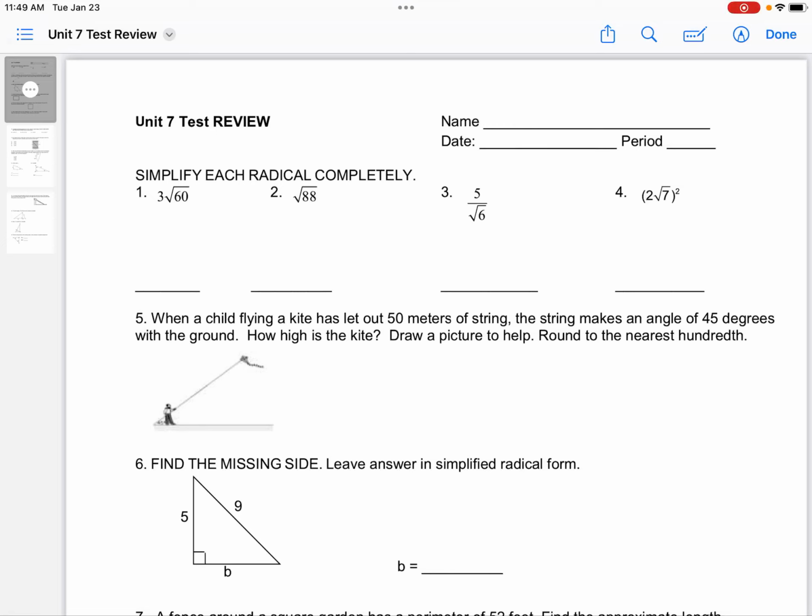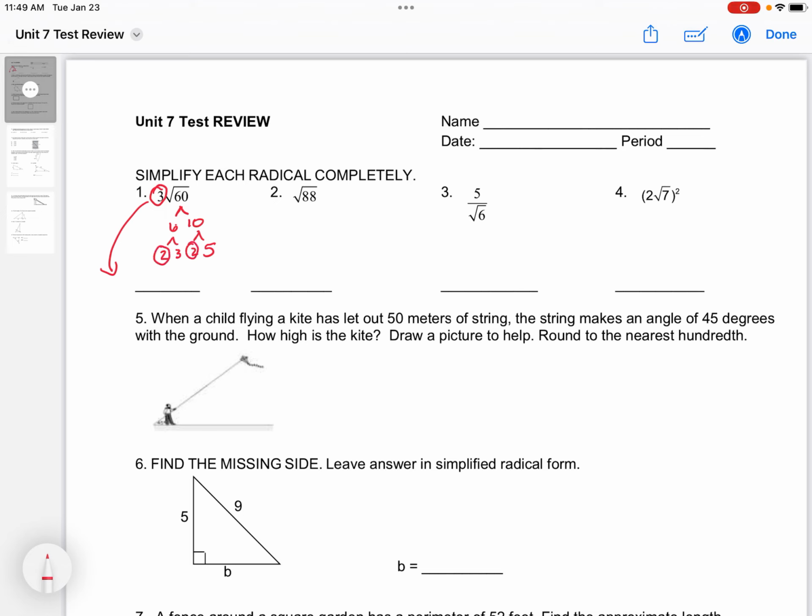Unit 7 test review. All right, so things to remember that I noticed when we did our quiz was if there's a number outside, you need to remember to bring it down. And then I didn't see very many people putting the wrong number inside the radical sign or the square root sign.